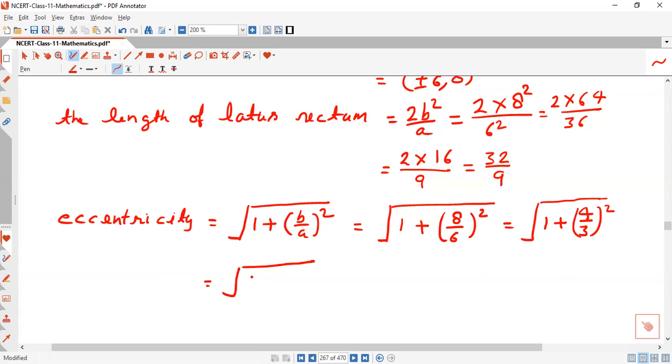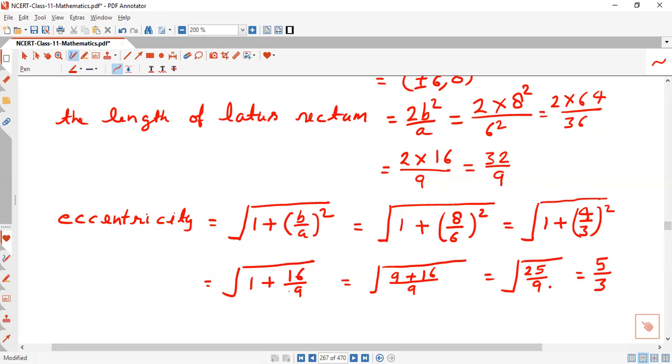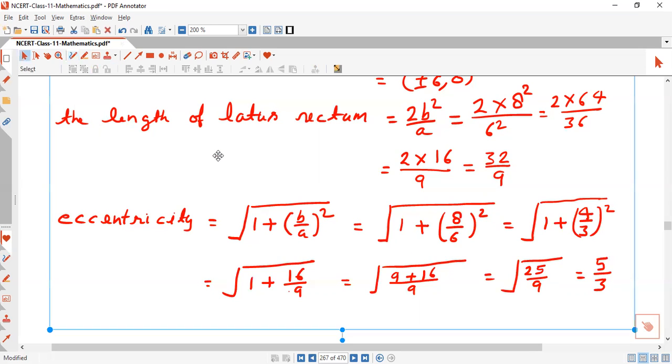Now we take the square. 4 square means 16, 3 square means 9. Now you add these numbers, taking the LCM 9. 9 plus 16 will come out 25 upon 9. We see 5 upon 3. So 5 upon 3 is the eccentricity of this hyperbola. So this is the end of this question number 4.